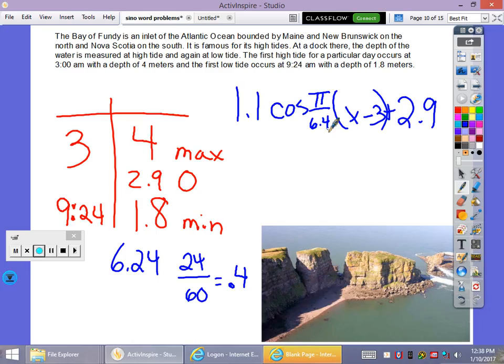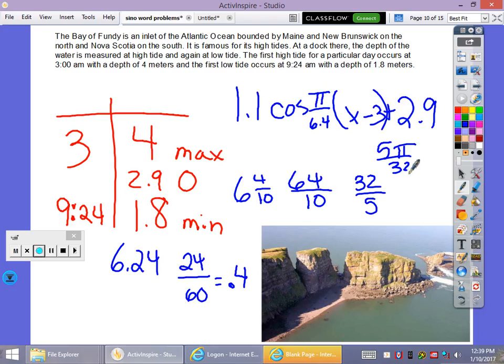Now, I really don't like a decimal inside of a fraction. So, what is 6.4 as a fraction? So 6 and 4 tenths, right? 10 times 6 is 60 plus 4 is 64 over 10. 32 over 5. And because we want it in the bottom, I'm really going to do the reciprocal. So it would be 5 pi over 32 as a fraction.